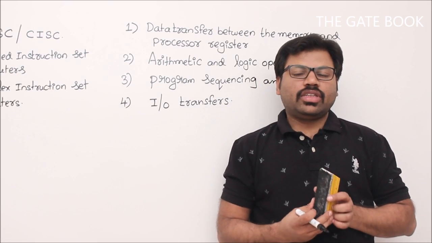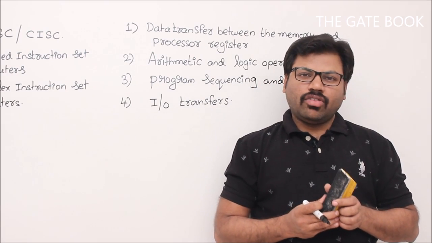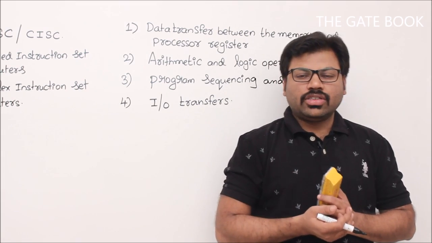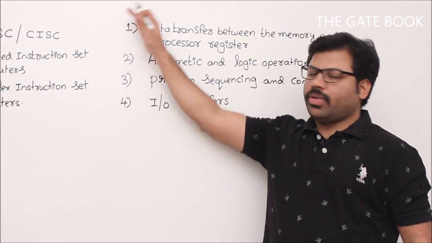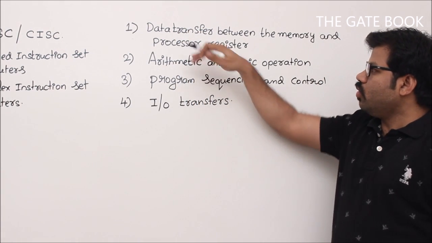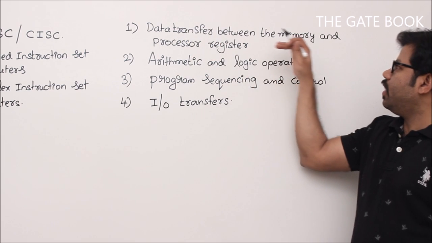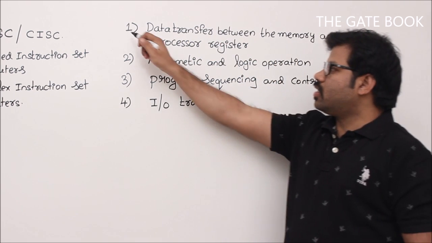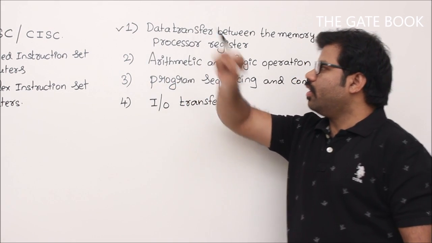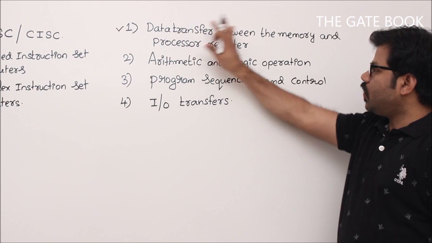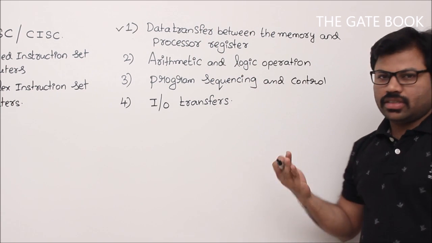Now, what do you think about these instructions? That means, what are they going to provide, right? If you broadly classify them, they can be classified into four parts. Any instruction generally can be used to transfer the data between the memory and processor registers. That is one functionality your instructions are going to provide. That means using the instruction, we are going to transfer the data between memory and processor registers.